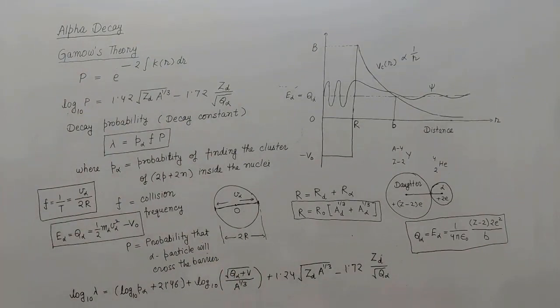So in this way, with the help of his assumptions, Gamow explained the decay of alpha particles with the help of this quantum tunneling effect. And he found out all the numerical values which were nearly matching with experimental values. This is all about Gamow's theory.